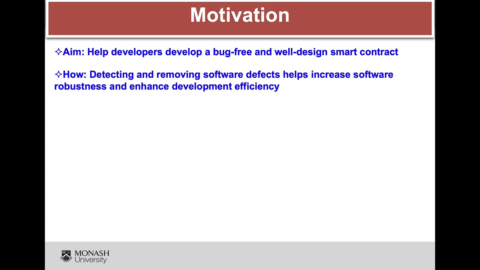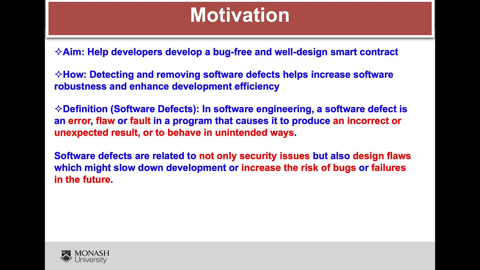To achieve this goal, a common method is detecting and removing software defects. As such, help increase software robustness and enhance development efficiency. In software engineering, a software defect is an error, flaw, or fault in a program that causes it to produce an incorrect or unexpected result or to behave in unintended ways. Software defects are related to not only security issues but also design flaws, which might slow down development or increase the risk of bugs or failures in the future.